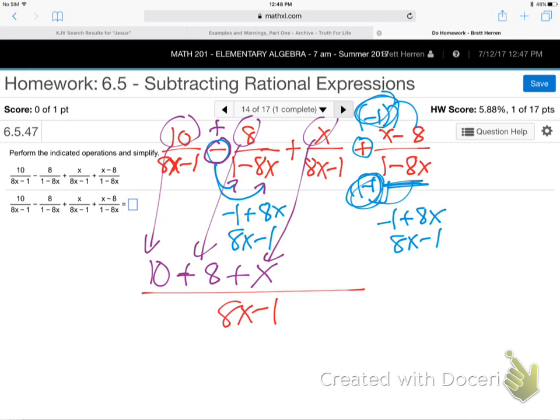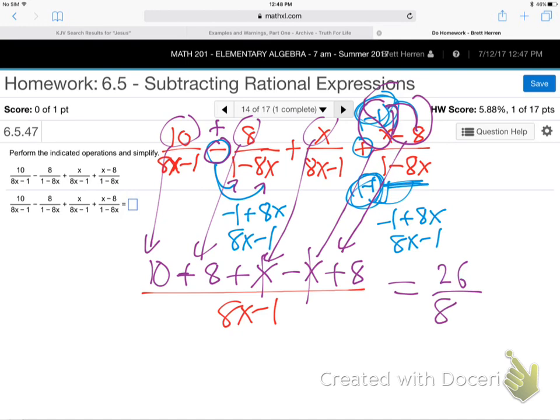And what happens over here? This minus, remember, is distributing. Minus x plus 8. Everybody see that? Careful with all those signs. Bye-bye, 8x minus 1, and the result is 26 over 8x minus 1.